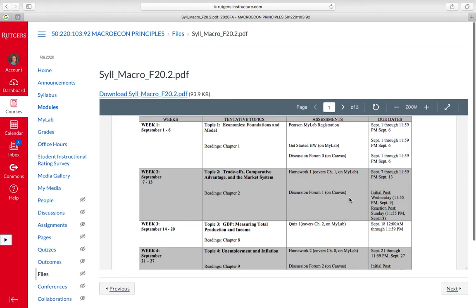All assessments are available on MyLab except the discussions. So what you need from Canvas is just your discussion, and of course the division of modules and how the course is divided into the 16 weeks.